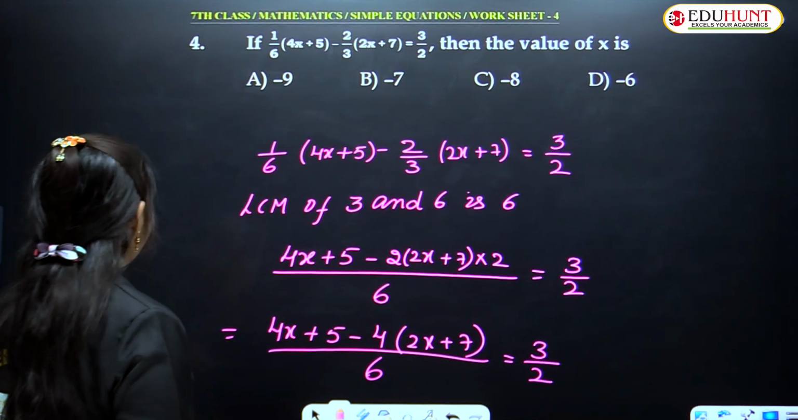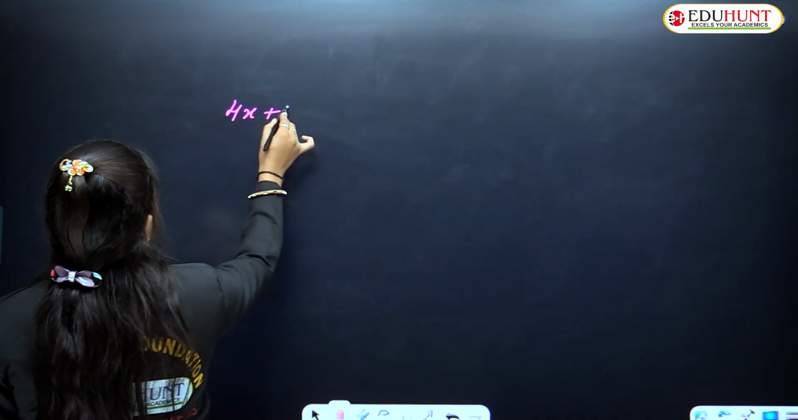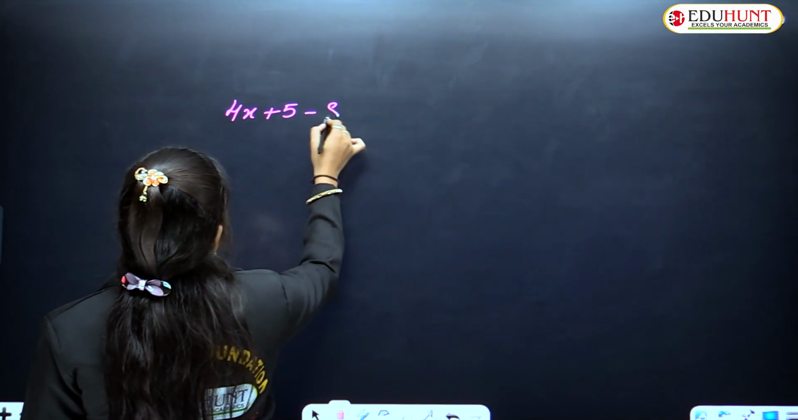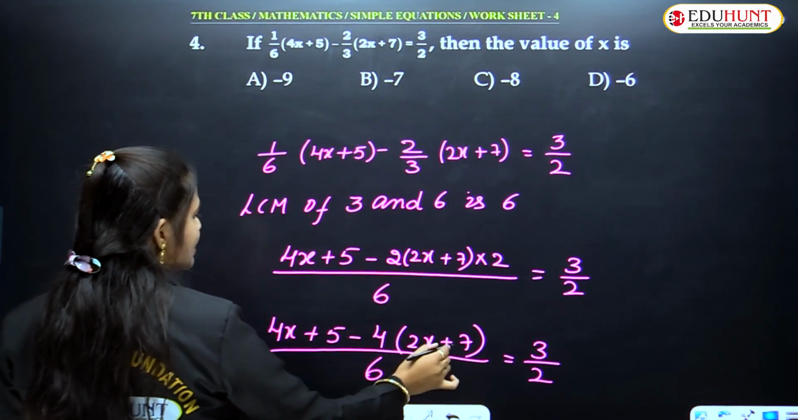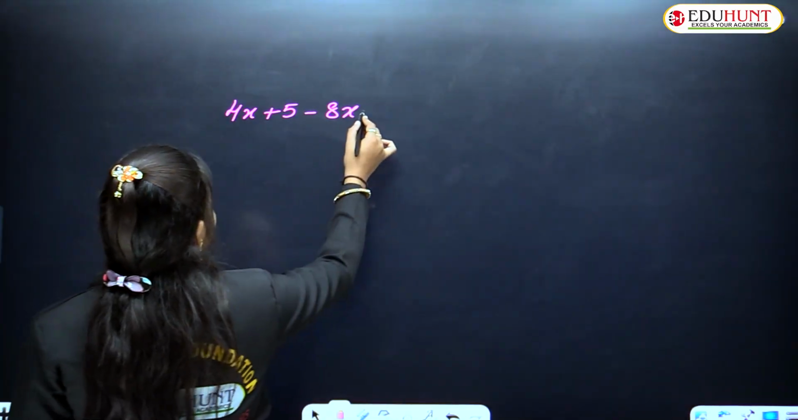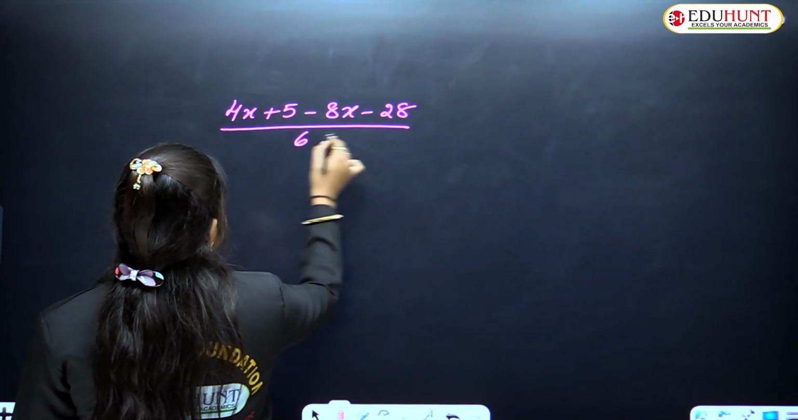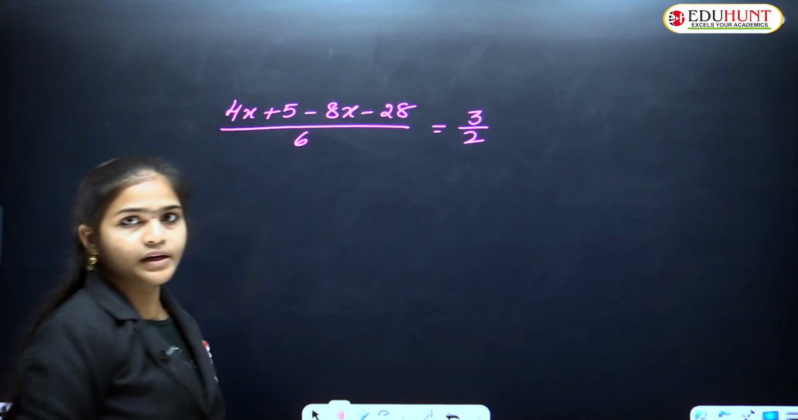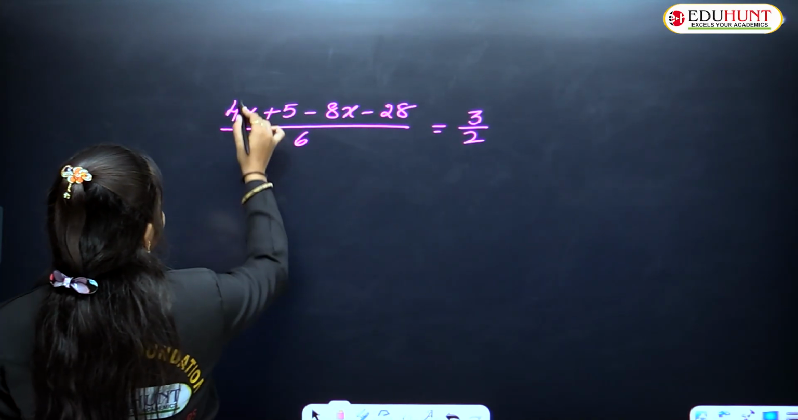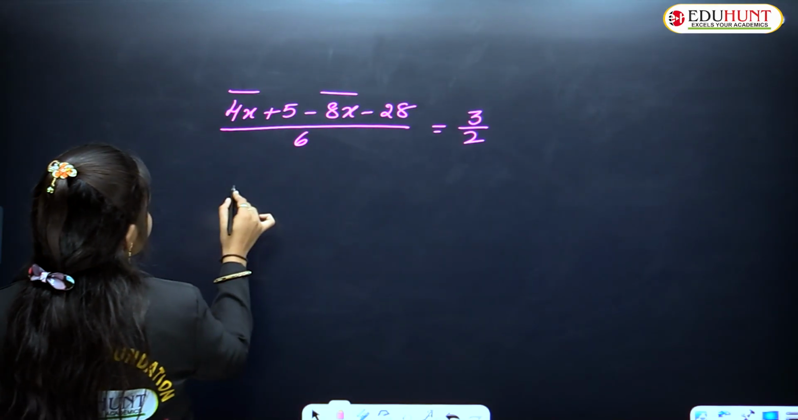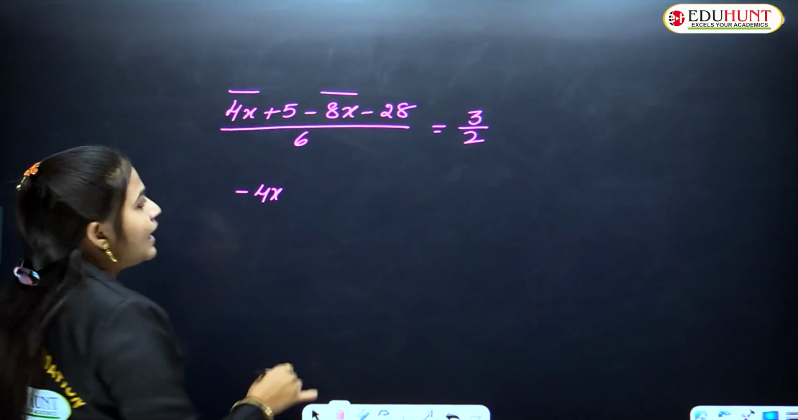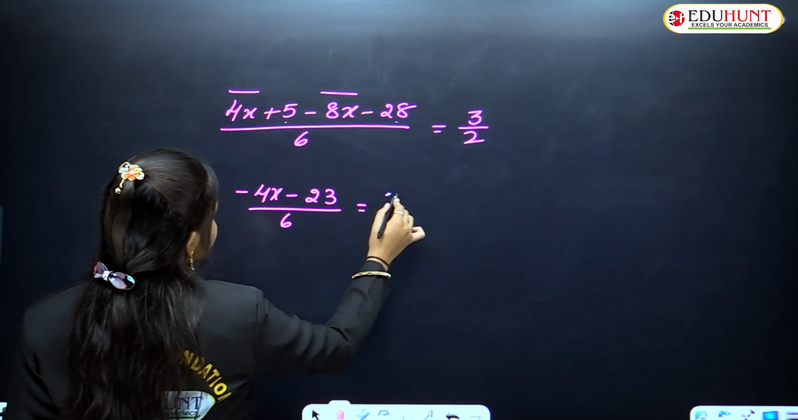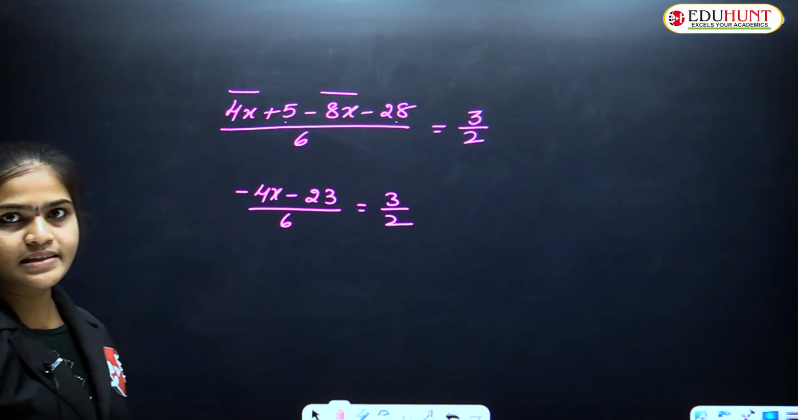Understand? From this one, 4x plus 5, and here minus 4 twos are 8, minus 8x. And here minus into plus is minus, 4 sevens are 28, so minus 28, whole by 6, which is equal to 3 by 2. Now simplification: 4x minus 8x is equal to minus 4x, and here 5 and minus 28 is equal to minus 23, whole by 6 is equal to 3 by 2.